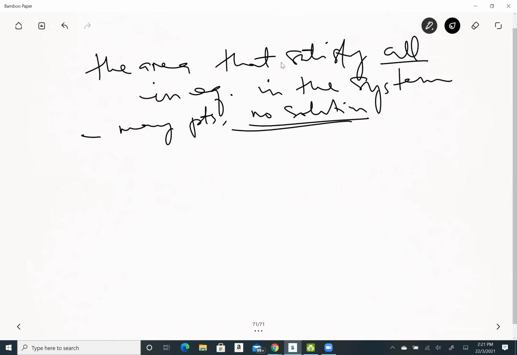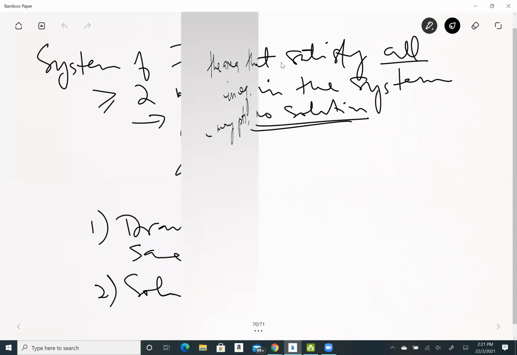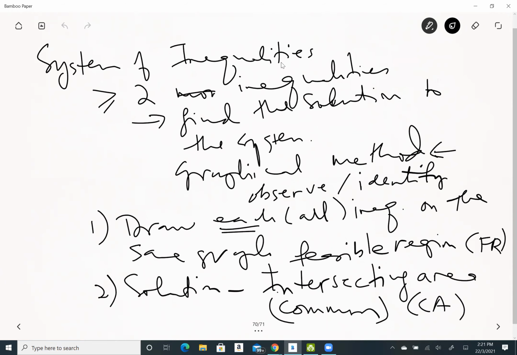Okay, any question about that? So what you do, you draw all the inequalities on the same graph, and then you identify the common area or the feasible region, the intersecting area. That means the area that satisfies all the inequalities in the system at the same time. Either you have an area or there is no solution.